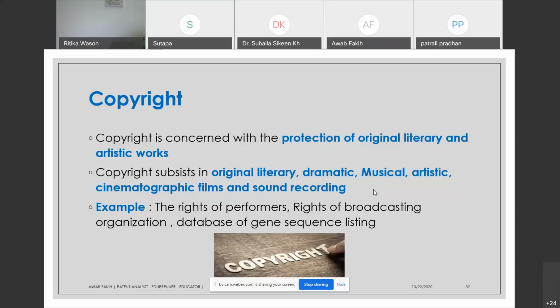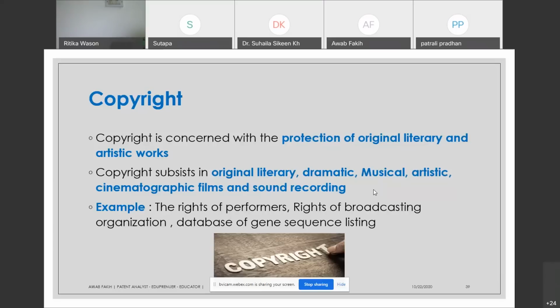We can take an example of copyright, like the right of a performer. We can say a famous actor, Amitabh Bachchan Saab, has a right to control his performance given by him in any stage show. Then the right of a broadcasting organization. Here we can talk about FM channels like Red FM, FM Gold, and so on. They have the right for broadcasting and rebroadcasting of their programs. Other examples can be A.R. Rahman songs, M.F. Hussain paintings, and so on.